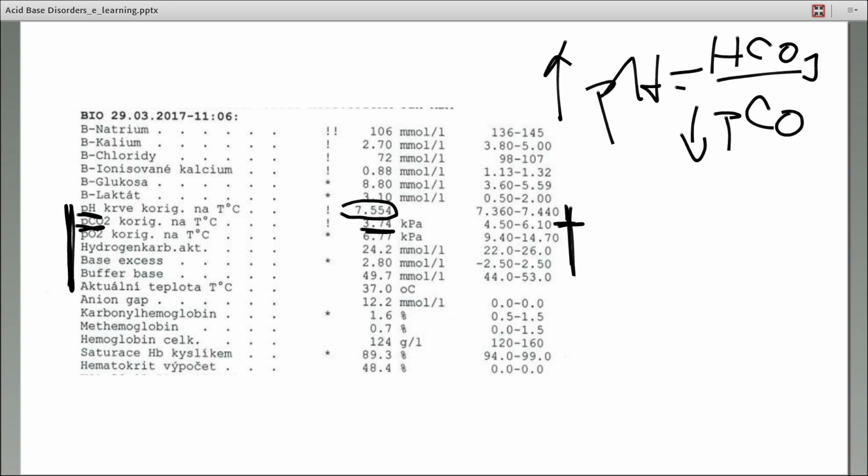So does it make sense? It makes sense. Low PCO2 produces increasing pH. What's the situation? The situation is when you hyperventilate. When you have hyperventilation, so-called hyperventilation syndrome, you increase your minute ventilation. When you increase your minute ventilation, you decrease your partial pressure of CO2, and therefore you shift your pH up and you cause yourself a respiratory alkalosis.